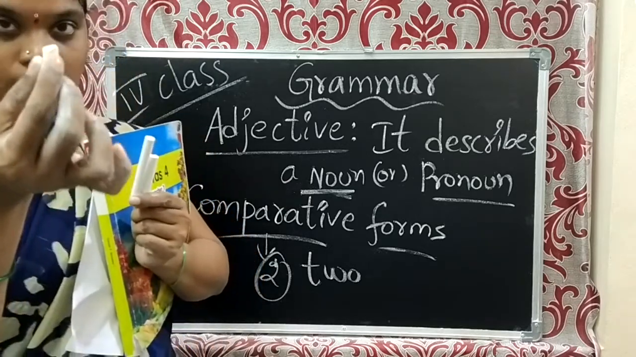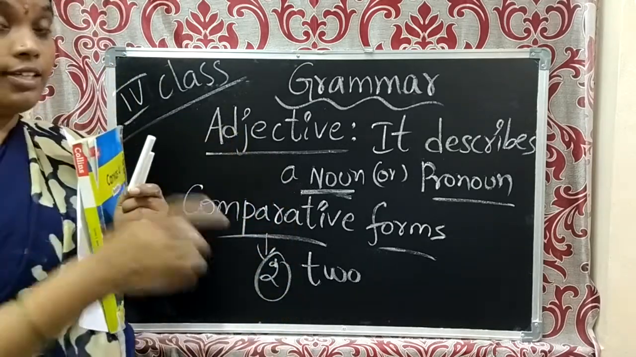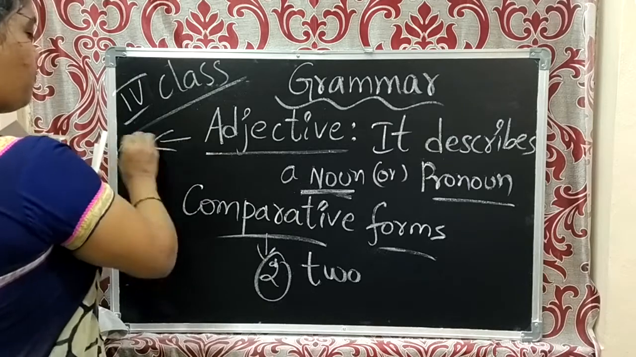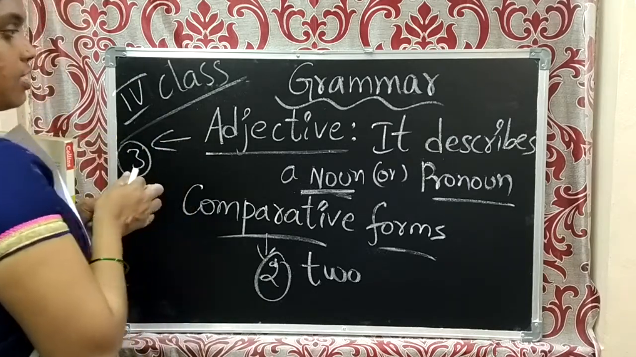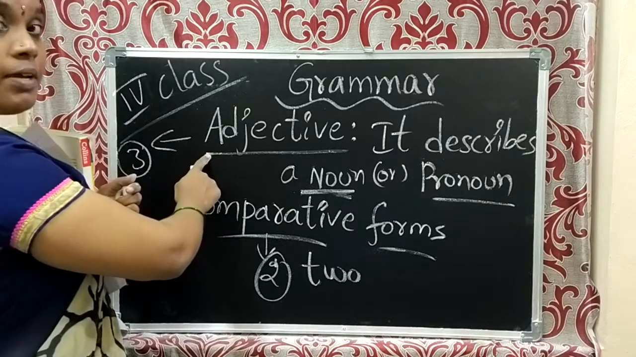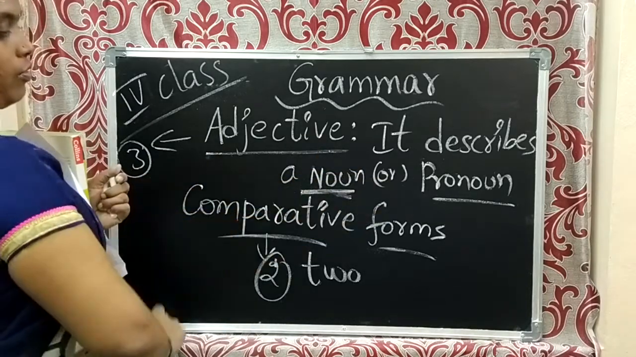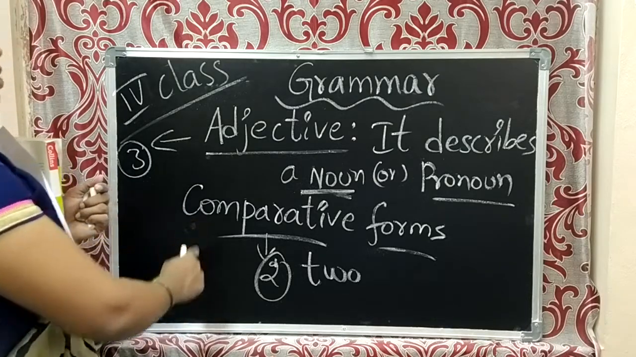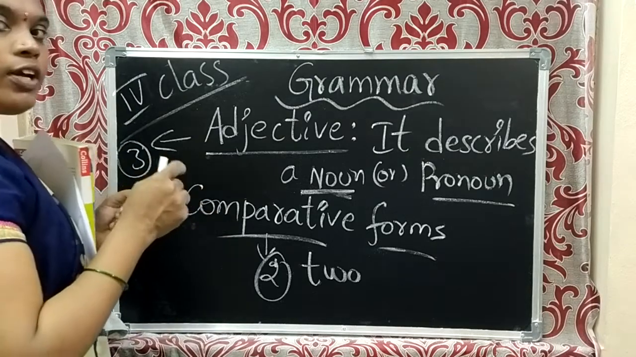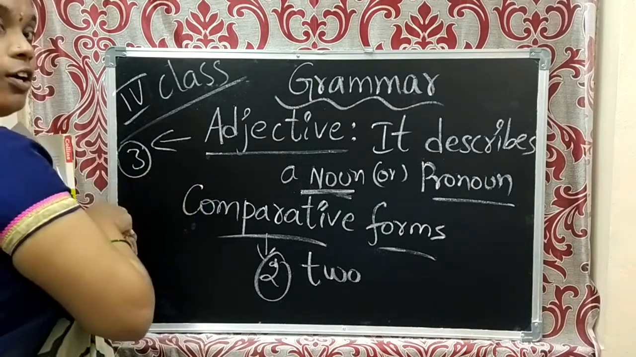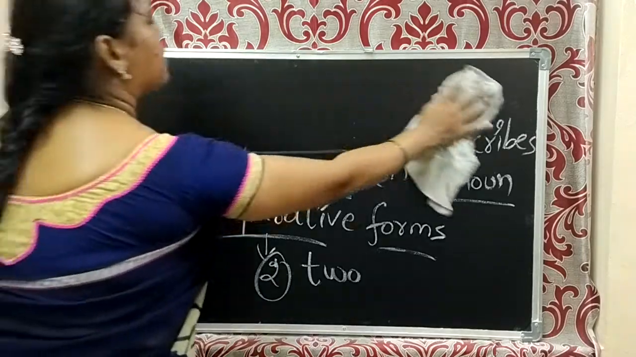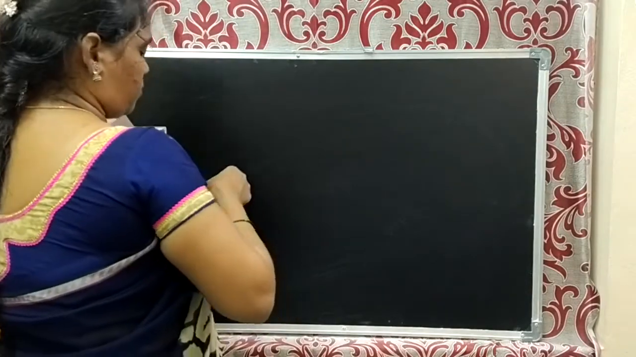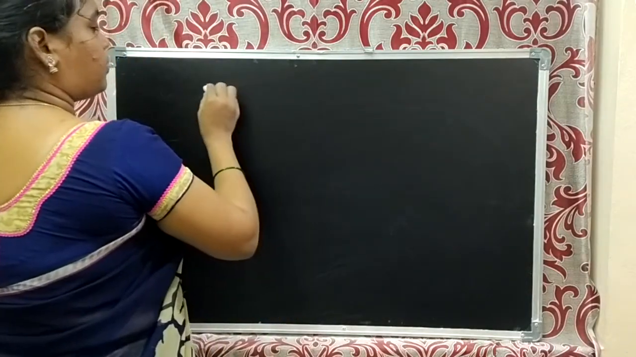Shortest. So adjective has three forms. Adjective has how many forms? Three forms are there. What are those forms? First, what we have to know? Adjective. What is meant by adjective? It describes a noun or pronoun. So in our textbook, what is our aspect? Comparative forms. Before we go to comparative forms, how many adjective forms are there? Three.